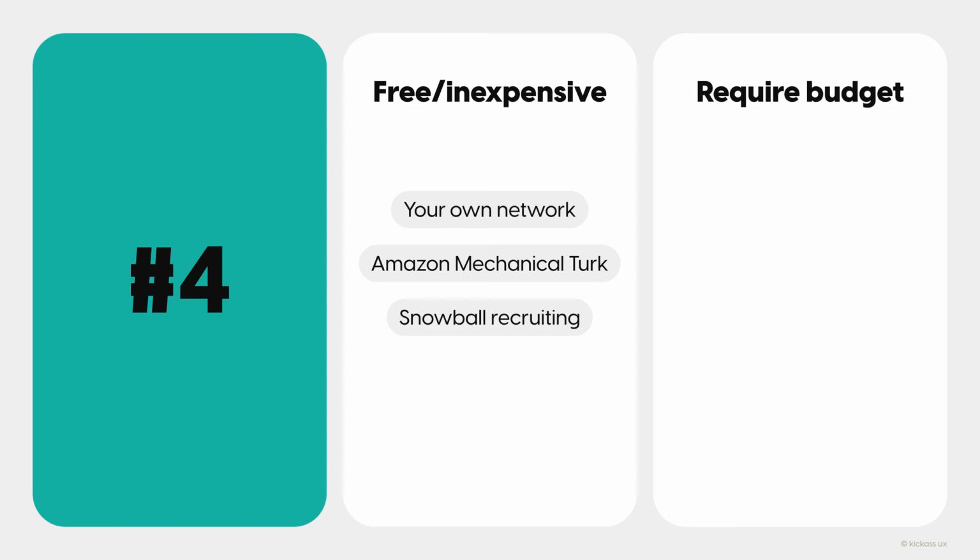Within Amazon Mechanical Turk, you can create screeners and target specific demographics to ensure that you're attracting the right type of user. The third inexpensive/free method, snowball recruiting. This means at the end of a user interview or usability test, you ask if they know anyone else who would like to participate. Last in the cheap/inexpensive category, guerrilla recruiting.